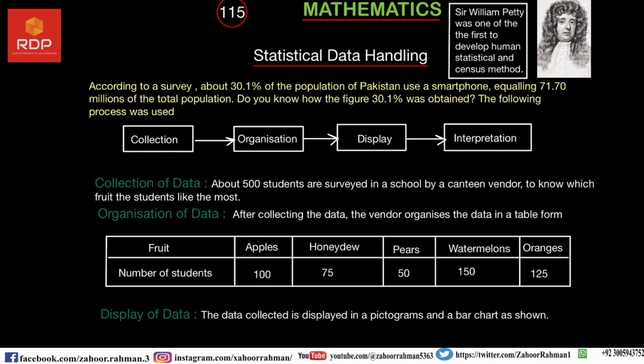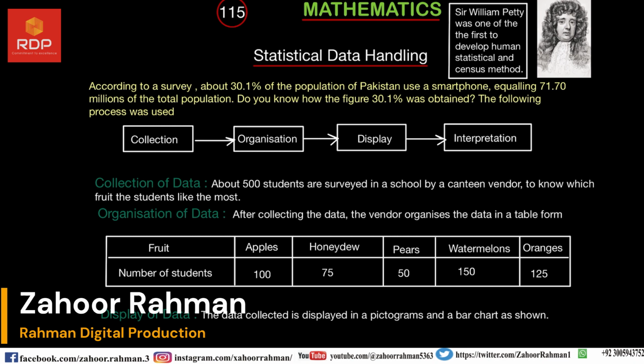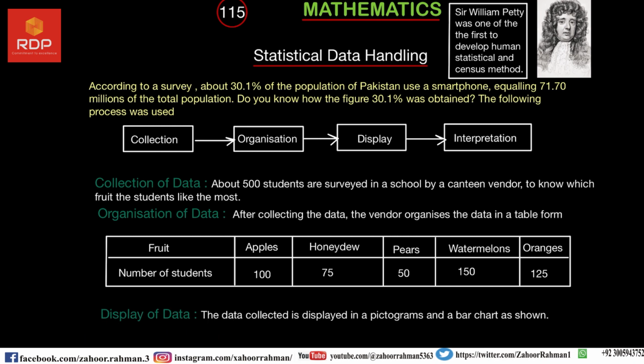Now, how are we applying statistics in our daily lives? Let me elaborate with an example. According to a survey, about 30.1% of the population of Pakistan use a smartphone, equaling 71.70 million of the total population. Do you know how the figure 30.1% was obtained? The following process was used.